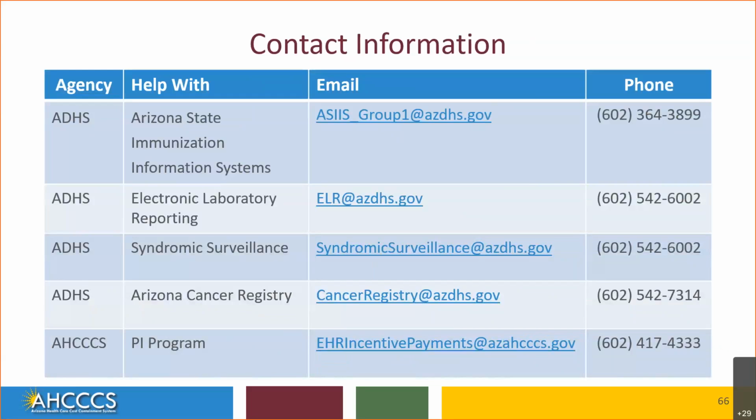Here is a list of contact information. As you can see, all the agencies are listed and then help with. So that first row talks about ADHS and the Immunization Registry: who you email for that registry and what their phone number is. And it goes through for each of these registries. At the very end, it does have the Access PI program team email, so the EHR incentive payments at ArizonaAccess.gov, and also the phone number.